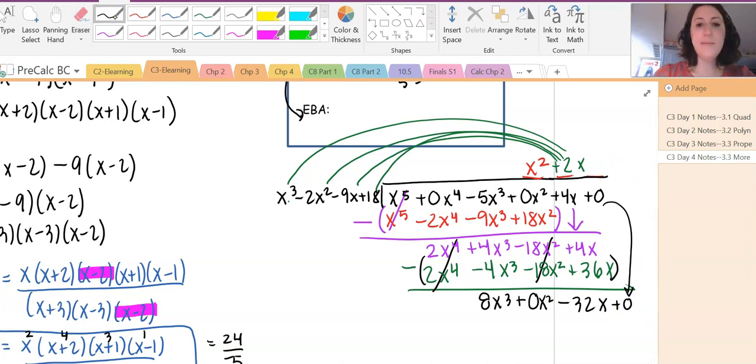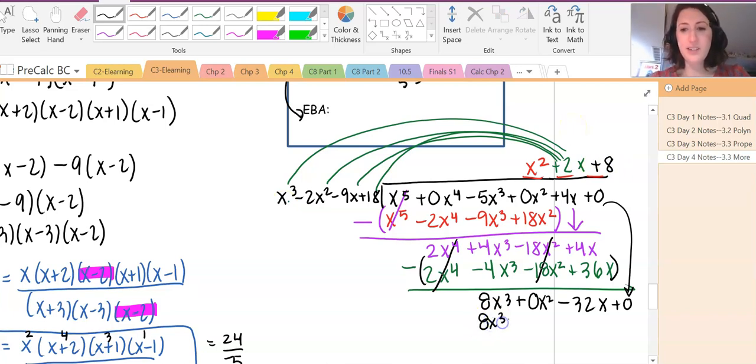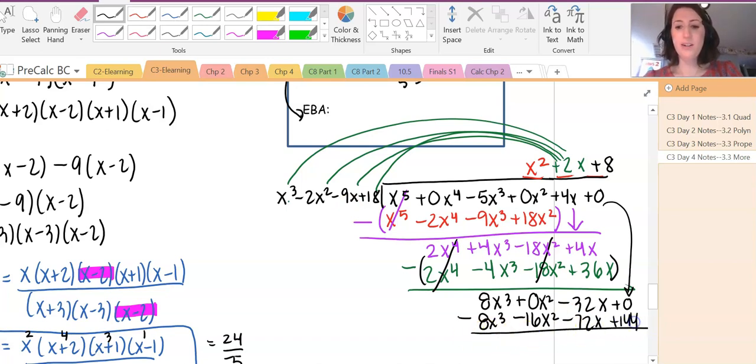All right, last time through. X cubed times something is 8x cubed, 8. And then we multiply 8 times x cubed, 8x cubed. 8 times -2x squared, -16x squared. 8 times -9, -72x. 8 times 18, 144. And you are subtracting.